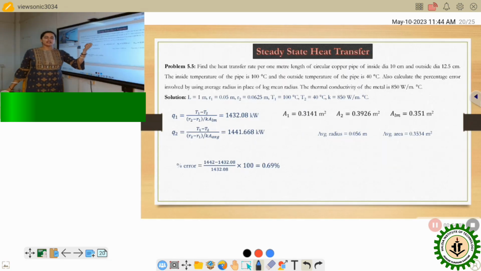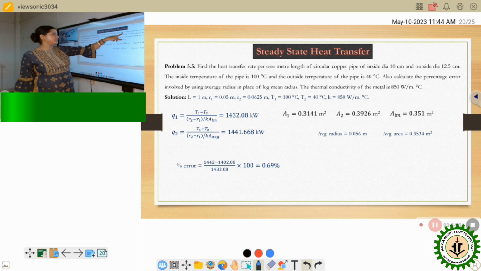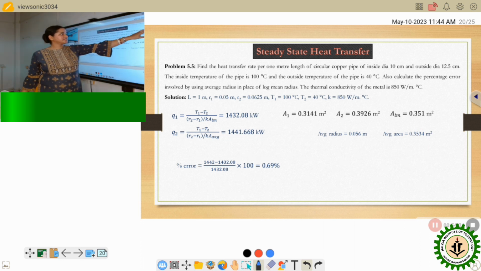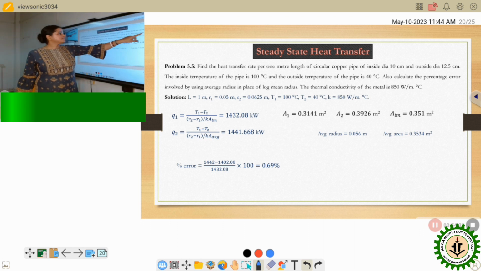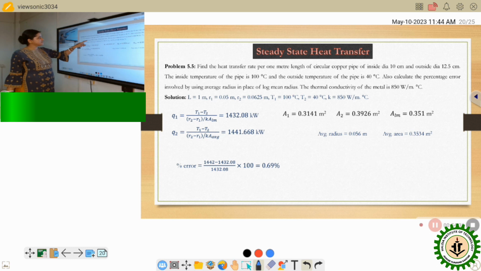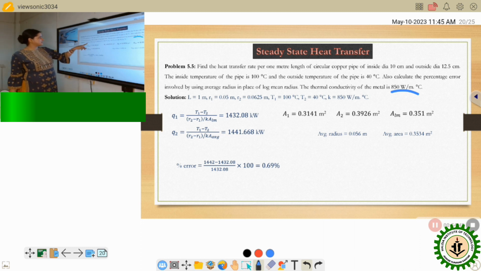So I told you that if I use average area instead of log mean area, there will be a difference in result. So one problem is given for that. Find the heat transfer rate per 1 meter length of a circular copper pipe of inside diameter 10 centimeter, outside diameter 12.5 centimeter. Inside temperature of the pipe is 100 degrees Celsius and outside temperature of the pipe is 40 degrees Celsius. Also calculate the percentage error involved by using average radius in place of log mean radius, or average area in place of log mean area. The thermal conductivity of the metal is given here. So capital L is 1 meter given, R1 given, R2 given, T1 given, T2 given, K given.